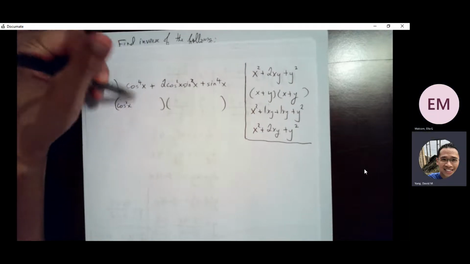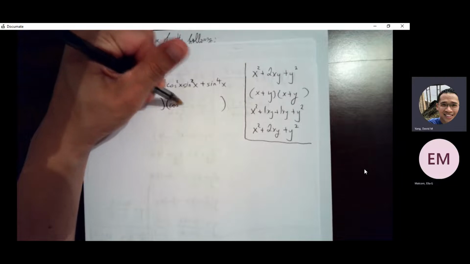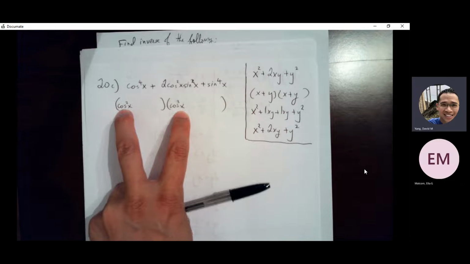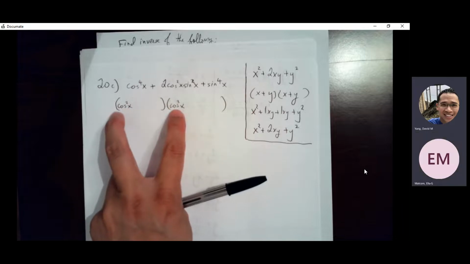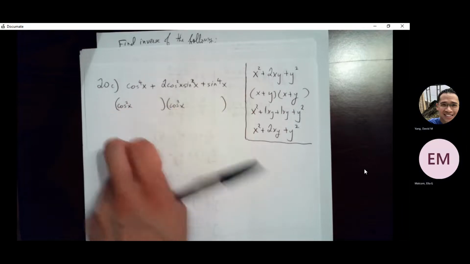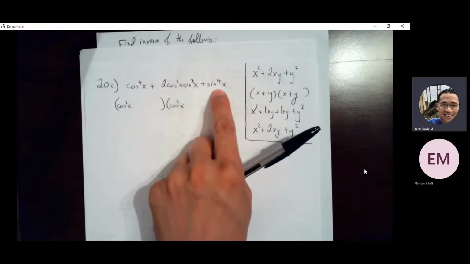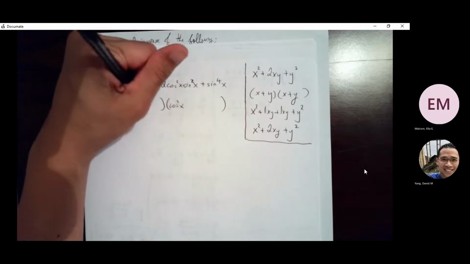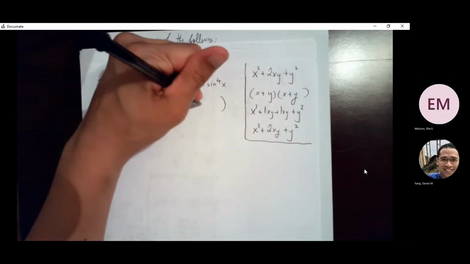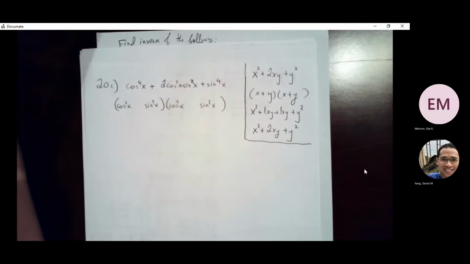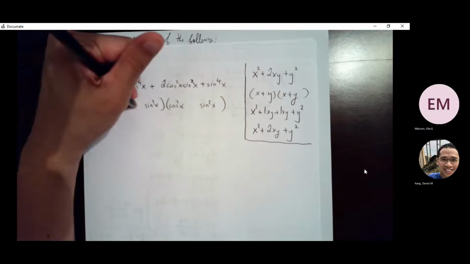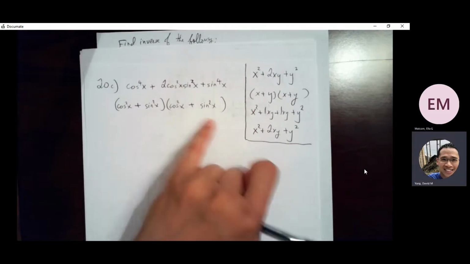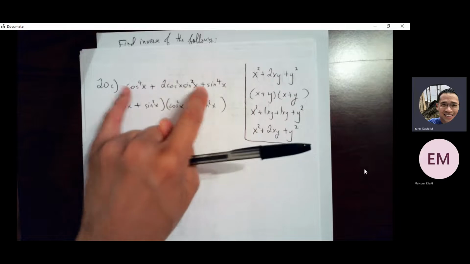So cosine squared x, cosine squared x. We know that these two are perfect squares of that cosine fourth x. We know that this will multiply to be that. And what can we break sine to the 4th x into? Sine squared x. So if we were to FOIL this out, would this be the same thing as this?